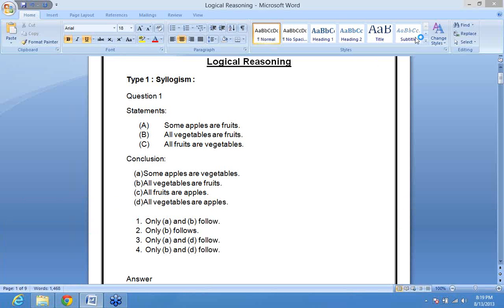See, the question says, some apples are fruits, all vegetables are fruits, and all fruits are vegetables. In such types of questions, what you have to do is try to find out the superset first. What is the superset here? Something which includes everything. Some apples are fruits means all apples are not fruits. So from the first statement you can say that fruits is the superset. All vegetables are fruits, right? And all fruits are vegetables. These are the three statements.